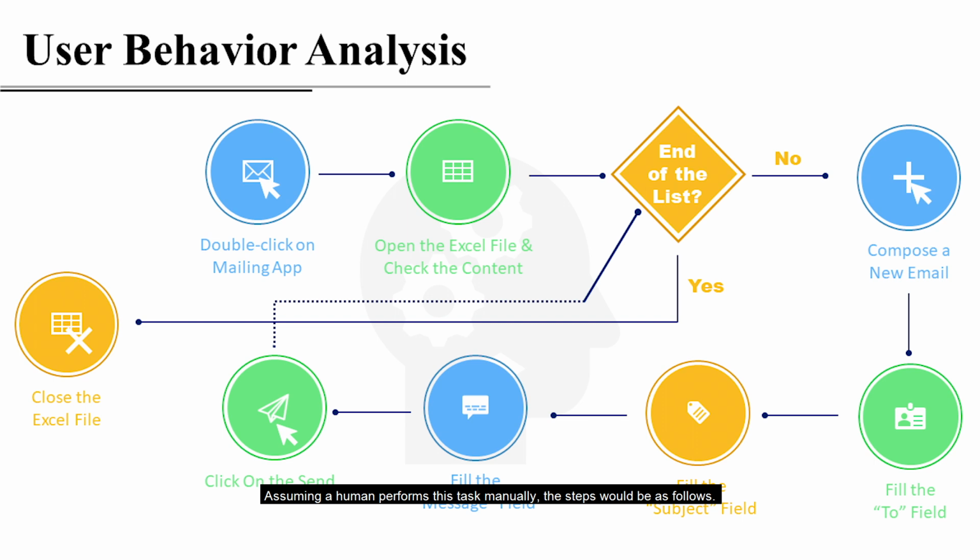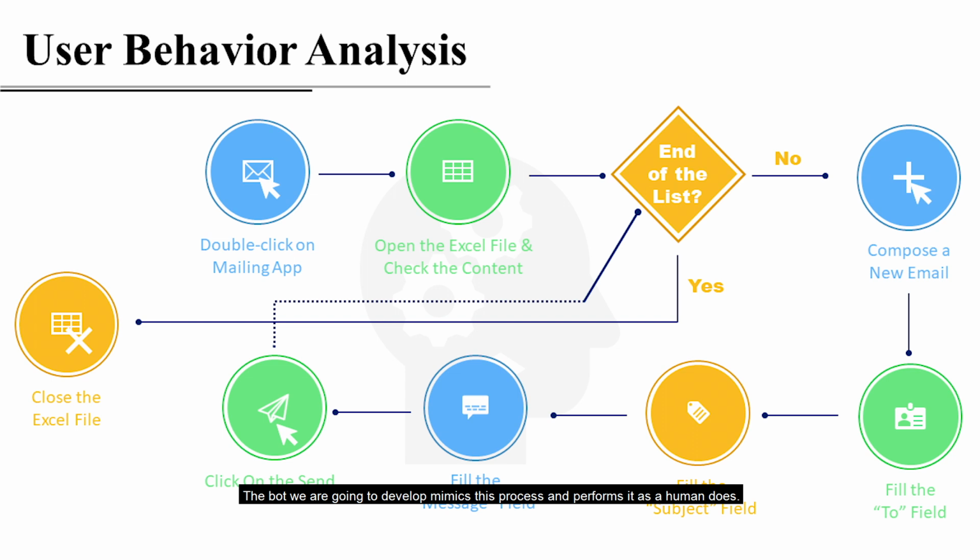Assuming a human performs this task manually, the steps would be as follows. First, the operator needs to open the mailing application. After that, they open the Excel file and check the content. Then the operator needs to compose a new email and copy the recipient address into the To section of the mailing app. Subject and message are next to be copied and pasted into the email. Finally, the operator needs to click on the Send button to send the email. After that, the same procedure must be repeated for all the customers on the list. In the end, the operator must close the Excel file and this would be the end of this process.